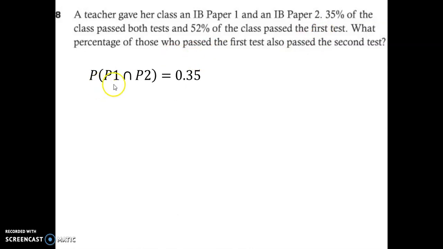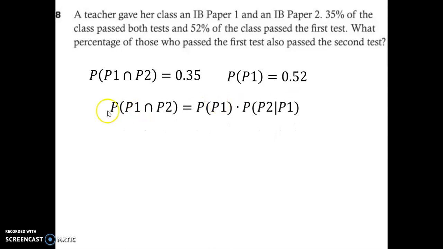So the probability both passed, this and this happened, passing paper 1 and passing paper 2, is 0.35. The probability of passing paper 1 only, which is here, is 0.52. Now we're looking for the probability, what did I write here? Yeah, the intersection. These are dependent events because passing paper 1 also affects your probability of passing paper 2. So here I wrote out the full probability.